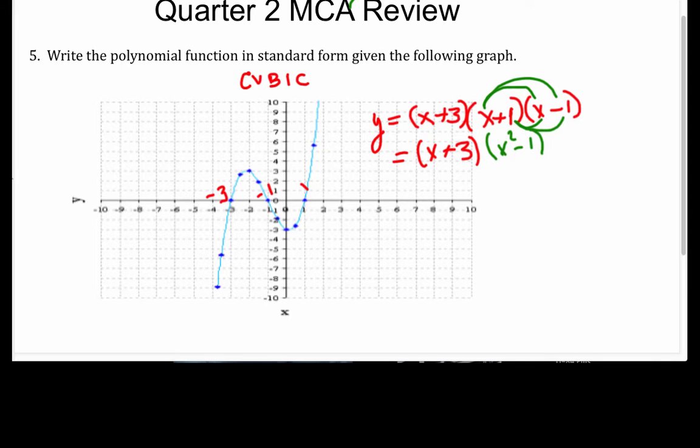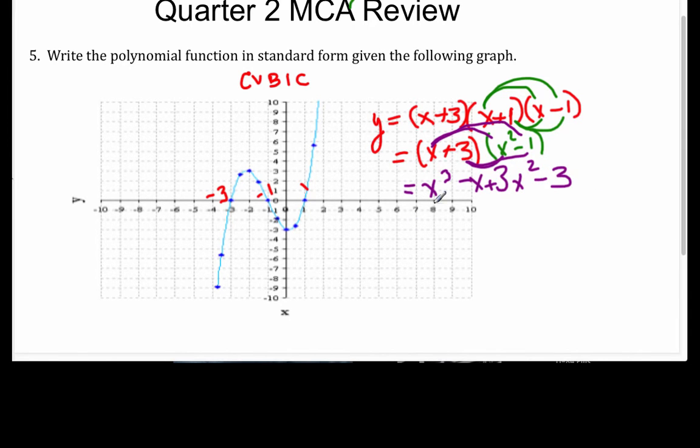All right, so let's now take a look at what we have left. Now we have to take the x and multiply everything out. So an x times an x squared is going to give me an x cubed. And x times a -1 is going to give me negative x. 3 times x squared is plus 3x squared. And then 3 times a -1 is going to give me -3.